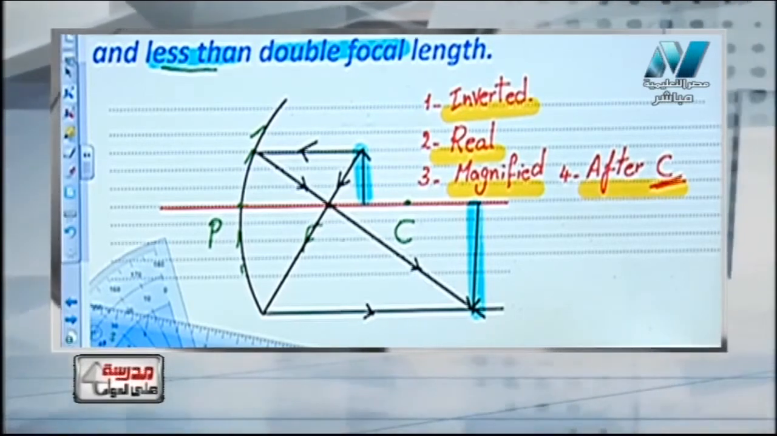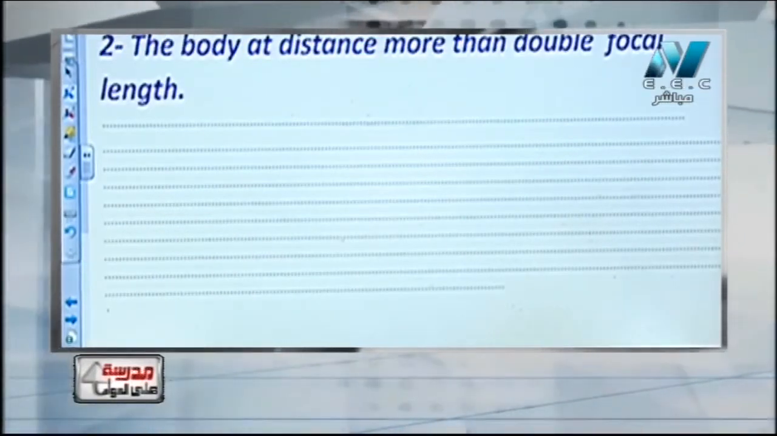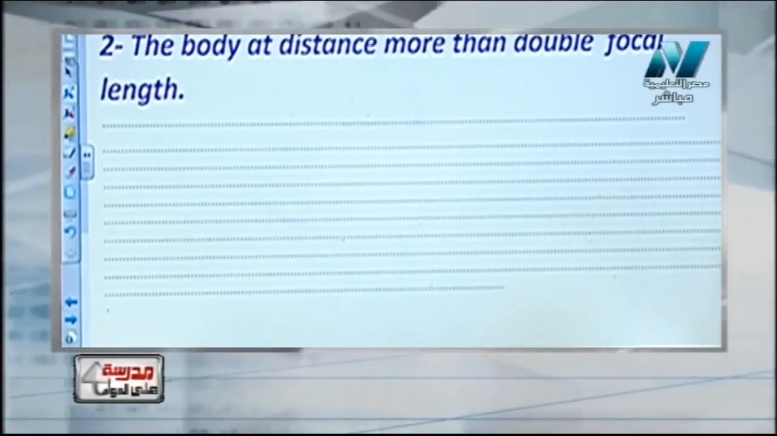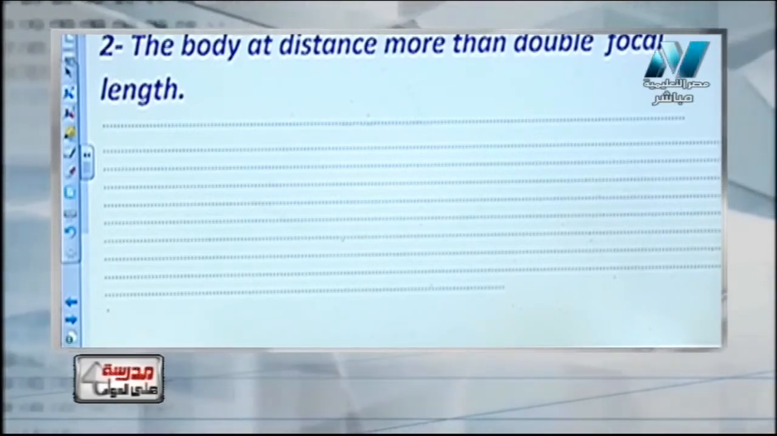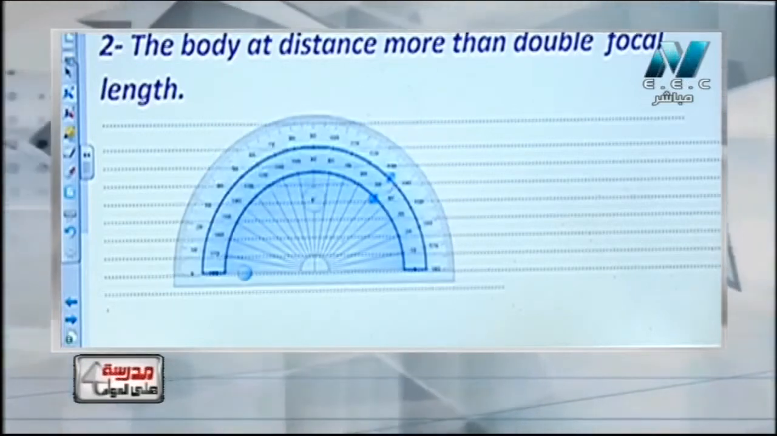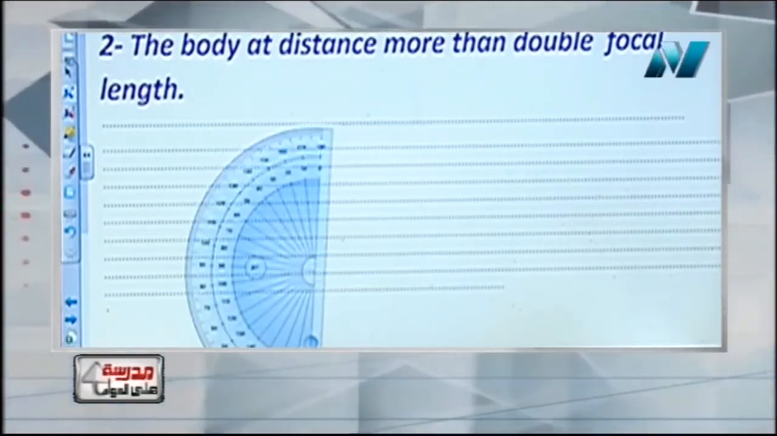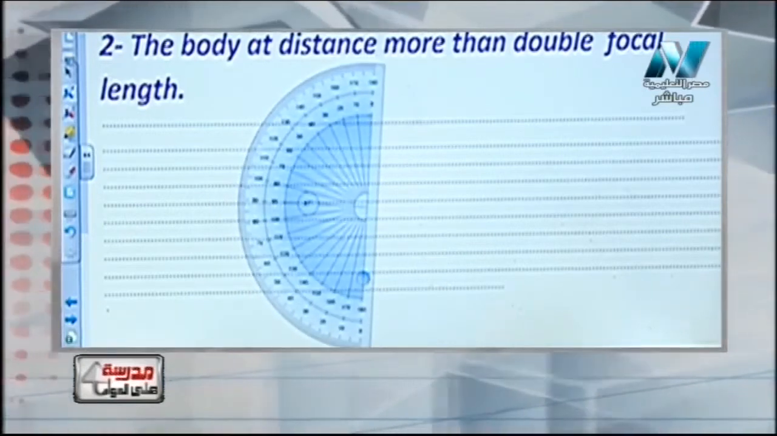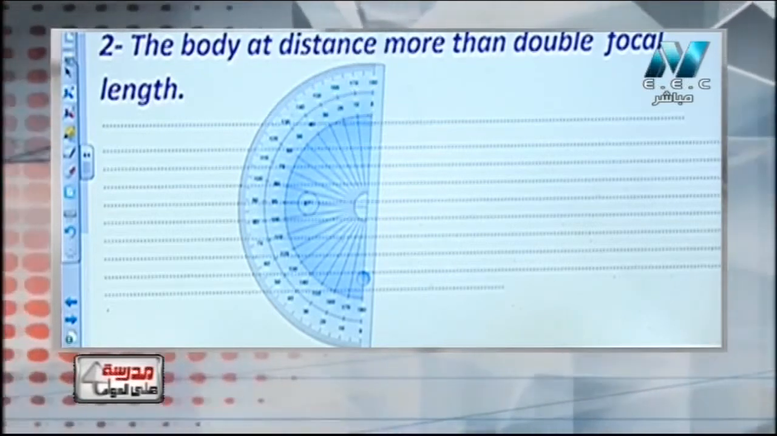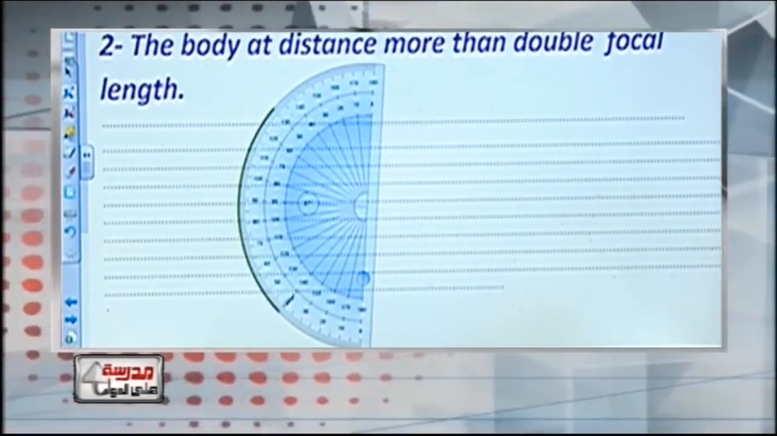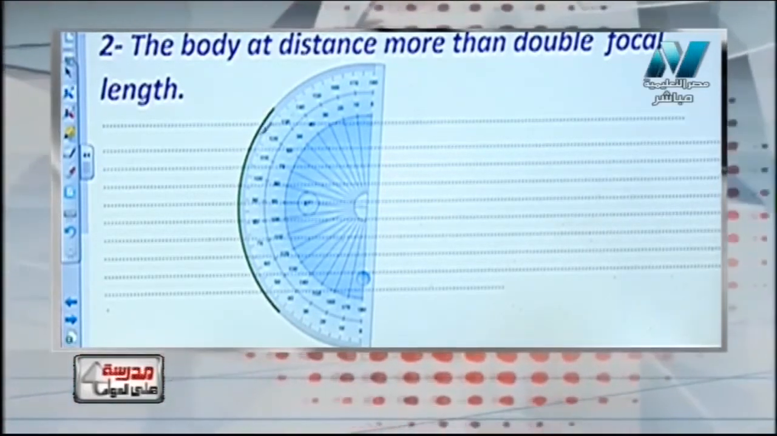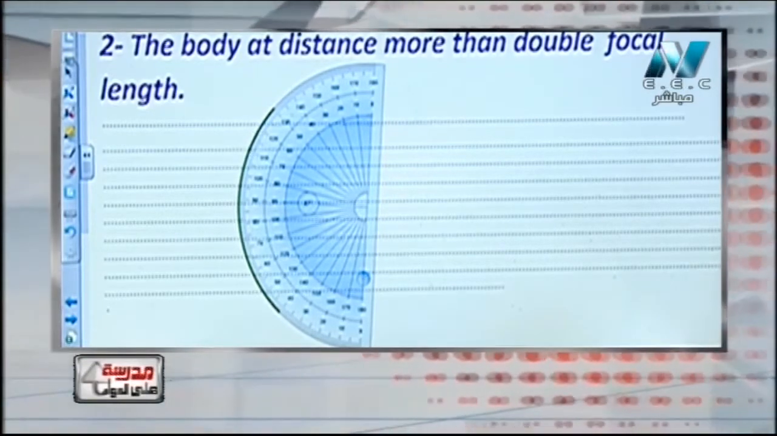We have another example here. Body at distance more than double focal length. طبعا we know now how can we draw the image. Number 1, we use protractor. هنستخدم البروتراكتور as we see to draw the arc. Okay. So as we see the arc like that. And after using the arc, we will use ruler.